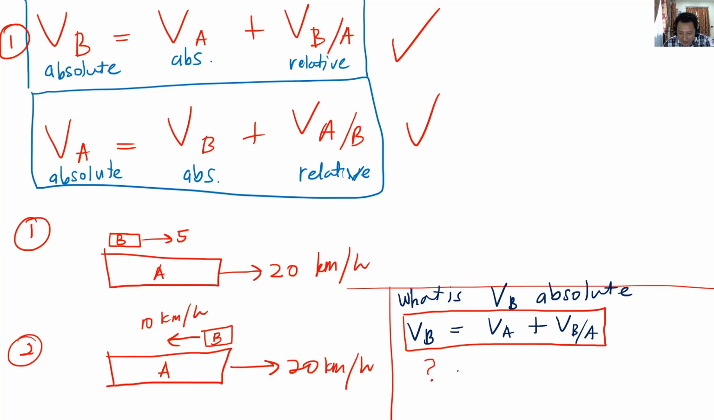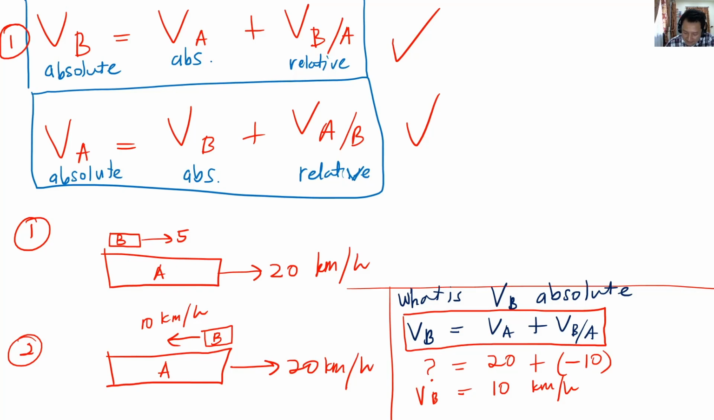VB, we don't know. Equals VA. VA is how much? 20 plus... 20 plus how much? Negative 10. So we get 10. So VB is equal to 10 km per hour. So that's the thing. To the right is positive, to the left is negative, as usual.